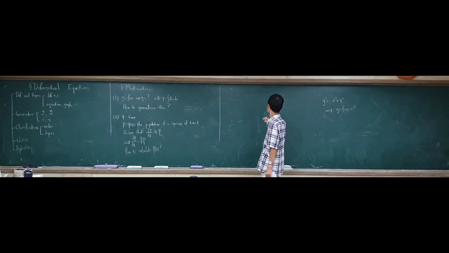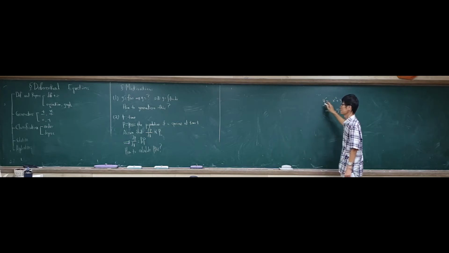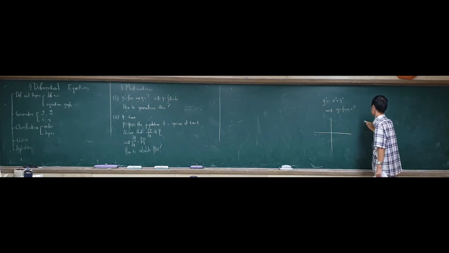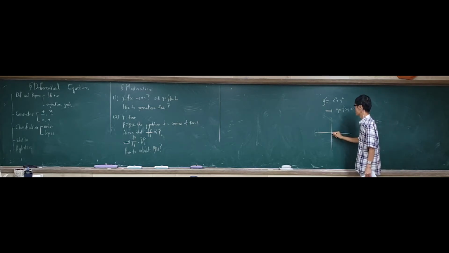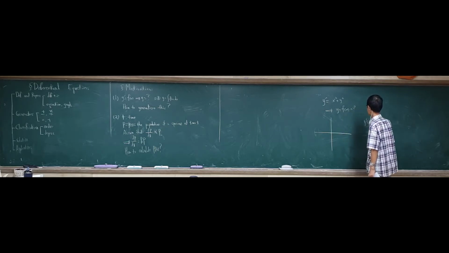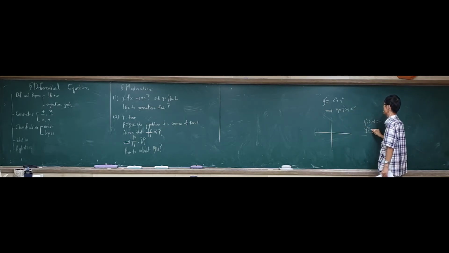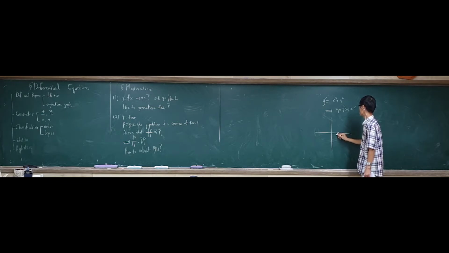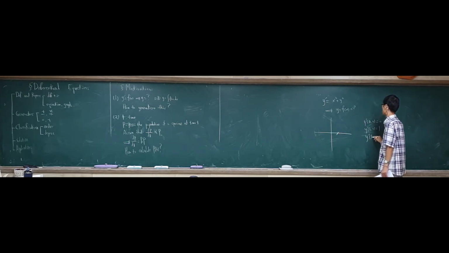Such a problem is a differential equation because here is a differentiation and here is an equality. And we can also express this equation as a graph. For example, y prime of (0, 0) is equal to 0, so at this point the slope of the tangent line must be 0, and y prime of (1, 0) is equal to 1.